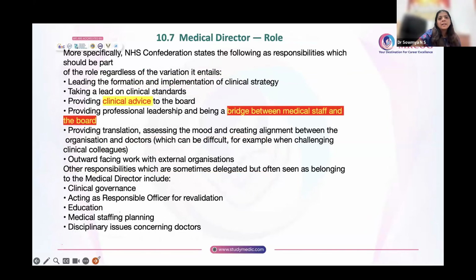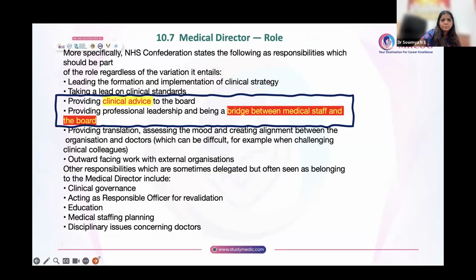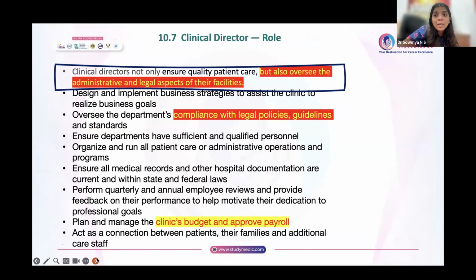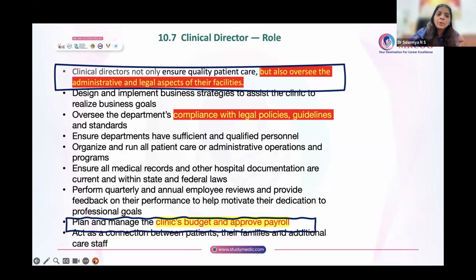When you come to the medical director, they are the bridge between medical staff and the board. They give clinical advice to the board. When you come to the clinical director, they are the ones who oversee the administrative and legal aspects of the facilities. That is the reason whenever you have pandemics, they take a major role in deciding and allocating the staff. They are the ones who have the clinical budget, approval, what protocols to be introduced; that is the role of the clinical director. Am I clear, guys? Are these 3 roles clear for all of you?